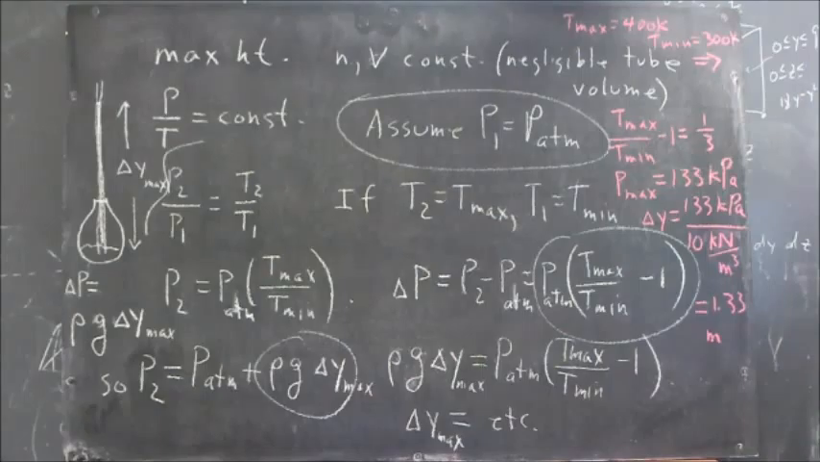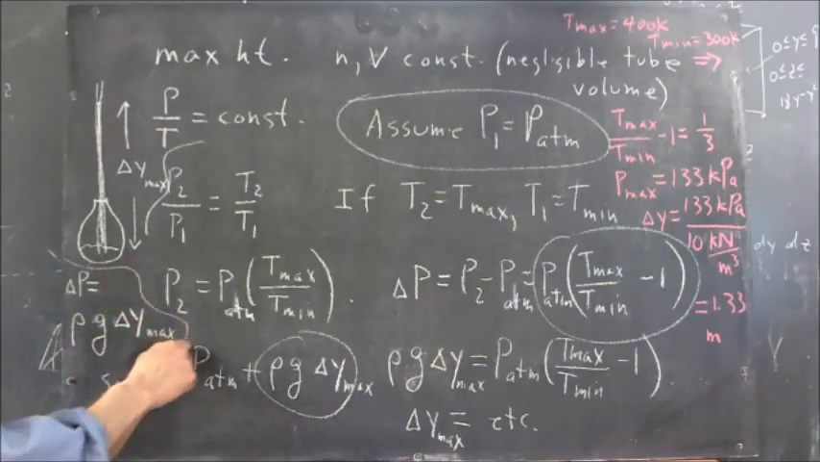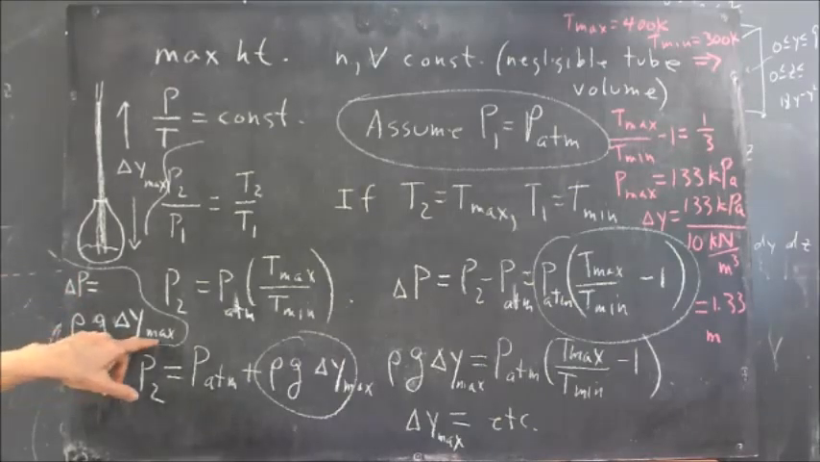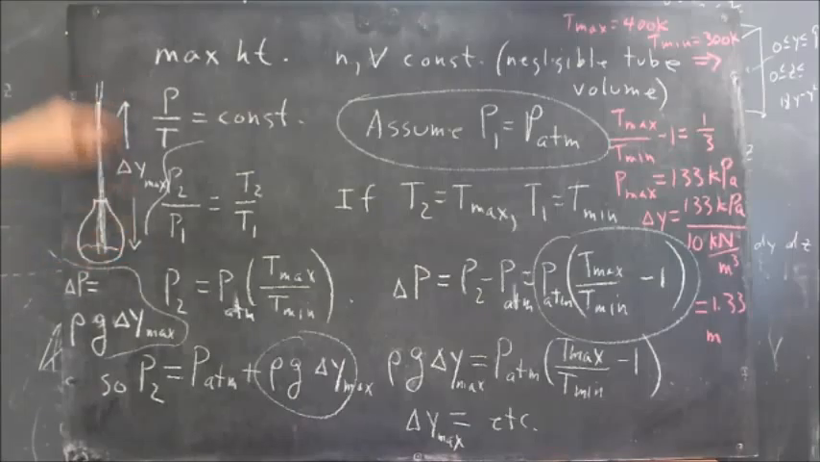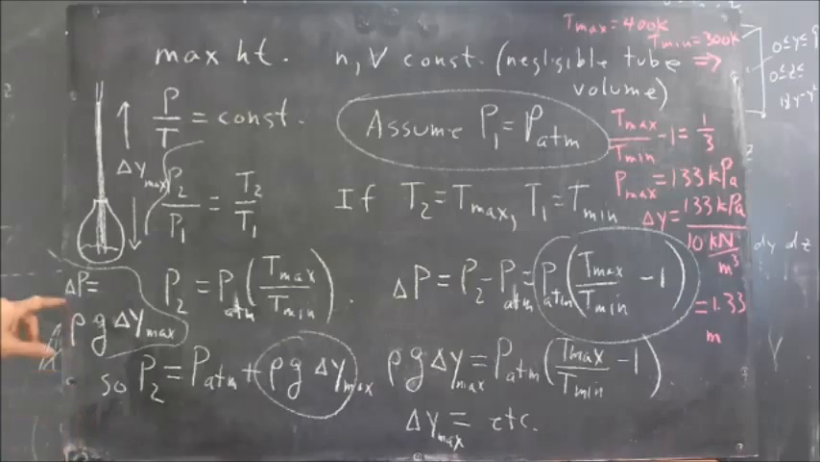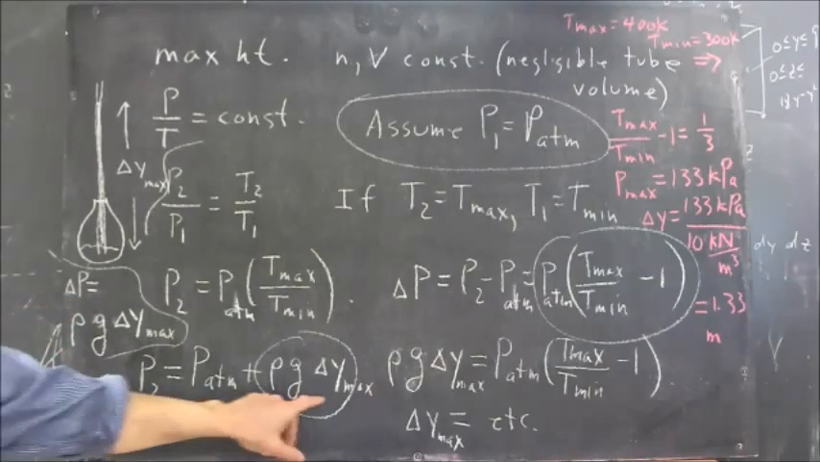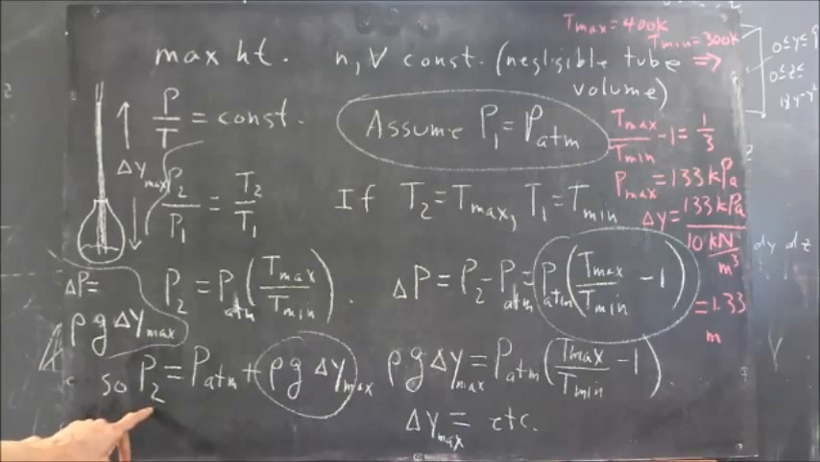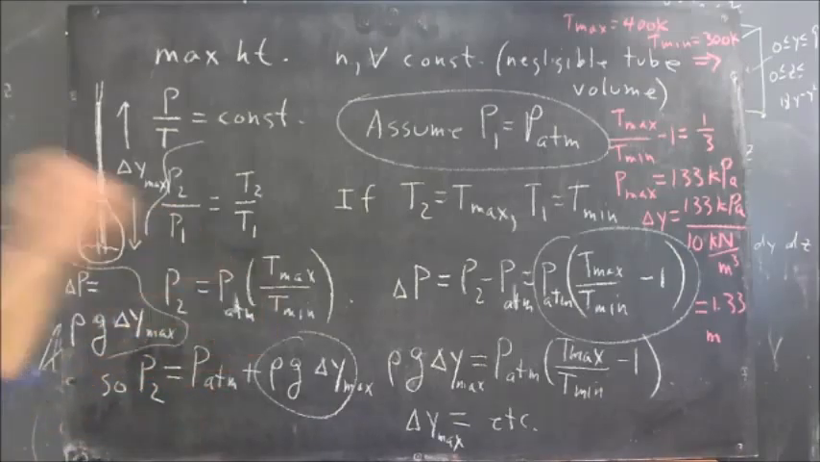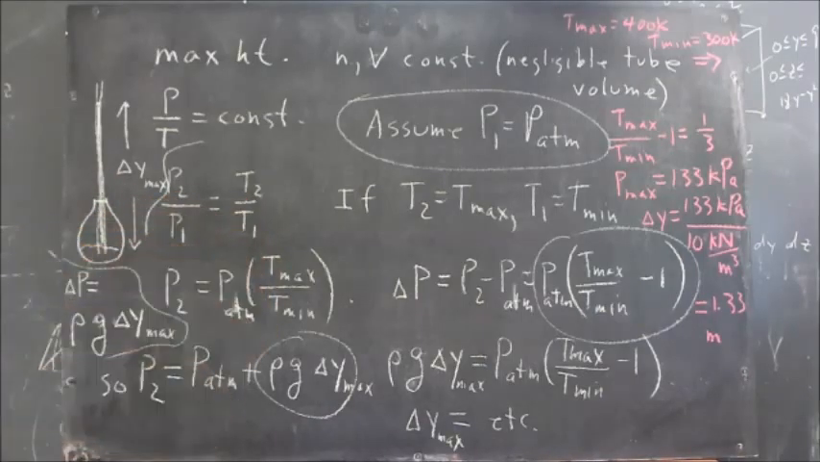So, you have two things going on here. You have one expression for P2, and you have an expression for the change in pressure, that's just rho g times delta Y max. If delta Y max is the maximum height and T max the maximum temperature, then this delta P would be added to your atmospheric pressure to get P2. So now P2 is atmospheric pressure plus rho g delta Y max. It's also equal, excuse me, to atmospheric pressure times the ratio of maximum to minimum temperature.